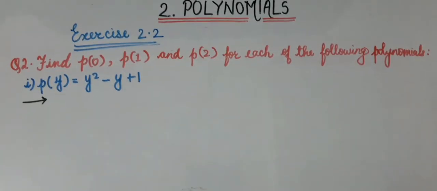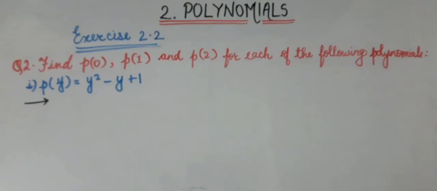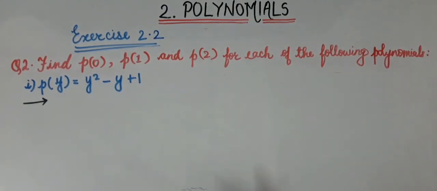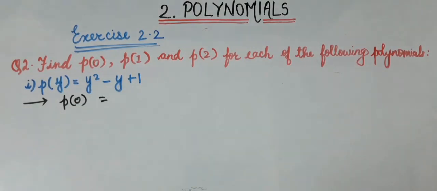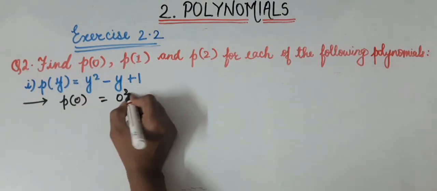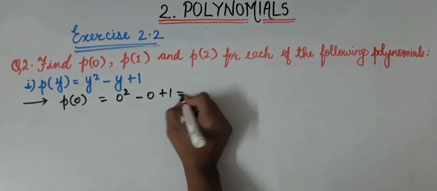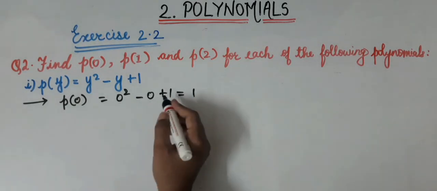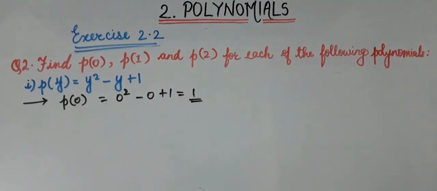So first solve for p of 0. Find p of 0. How are you going to solve it? Replace y by 0 everywhere in the polynomial. So y square, so 0 square, minus y means minus 0, plus 1. It is equal to 1. 0 minus 0 plus 1 is equal to 1. So p of 0 for this given polynomial will be 1.